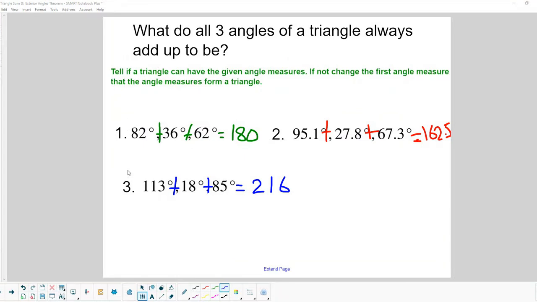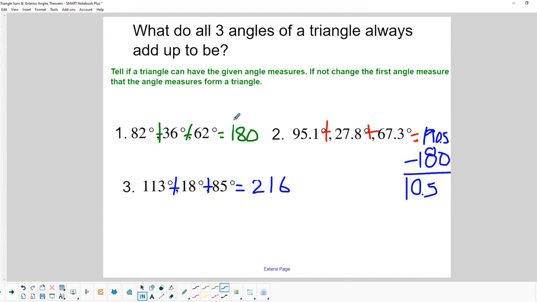So 95.1 plus 27.8 plus 67.3 equals, oh, it's 190. We better alter that, 190.5. So 190.5, which means that we're off of 180 by 10.5, right? So subtract 180 from there and you get 10.5, so we are 10.5 bigger than we should be.